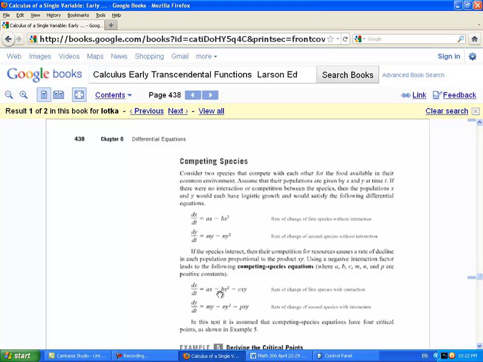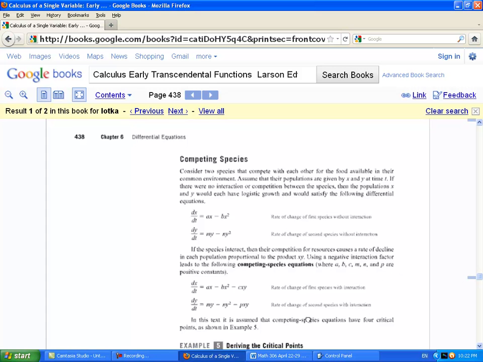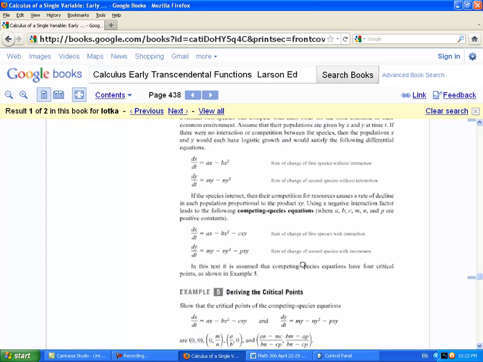There's a different set of differential equations, and the discussion for this is quite similar to the discussion for predator-prey. We can still look for critical points, and these will be the points where both dx/dt and dy/dt are 0, and that will be an equilibrium that the two species can coexist in those relative proportions indefinitely. So he solves the equation 0 equals ax minus bx squared minus cxy, and 0 equals my minus ny squared minus pxy. And he comes up with these critical points. He doesn't actually do the computation, but it turns out that these are the critical points.